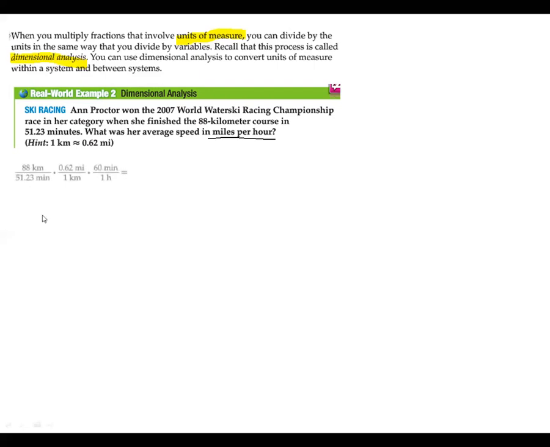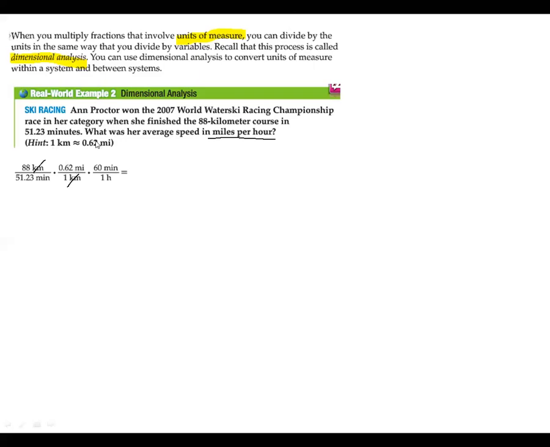Okay. So what we want to do is you have 88 kilometers for 51.23 minutes. We want to cancel out the kilometers first. Now, you could have canceled out the minutes and converted to hours first. Doesn't matter which one you do. We're just doing kilometers first. So if I want to get rid of the kilometers, I know I need to multiply by 0.62 over 1 instead of 1 over 0.62, because when you put the kilometers in the denominator, they're going to cross cancel the units, okay? And then that's going to leave miles.